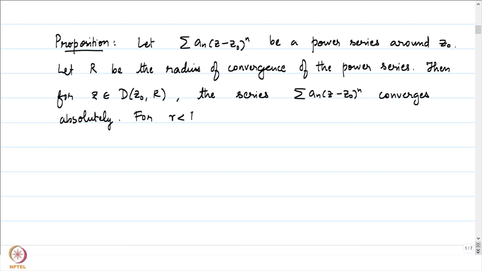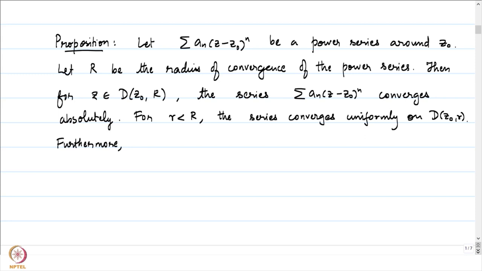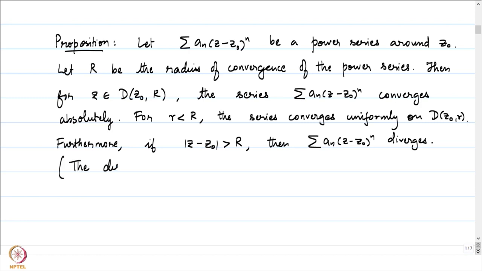For small r less than capital R, the series converges uniformly. You can say more, it converges uniformly on D(z0, r). Furthermore, we only talked about where it converges. If the absolute value of z minus z0 is greater than capital R, then summation a_n (z - z0)^n diverges. So, outside the closed disk of radius R, the formal power series when evaluated at any point z diverges. So, let me just note that the disk D(z0, R) is called the disk of convergence of the formal power series.